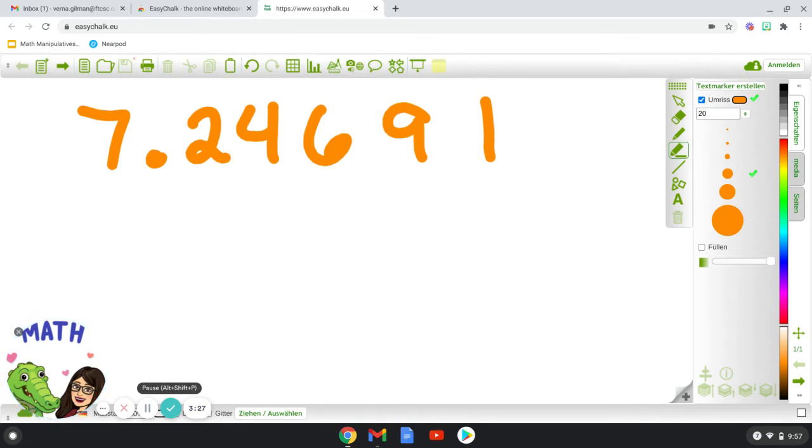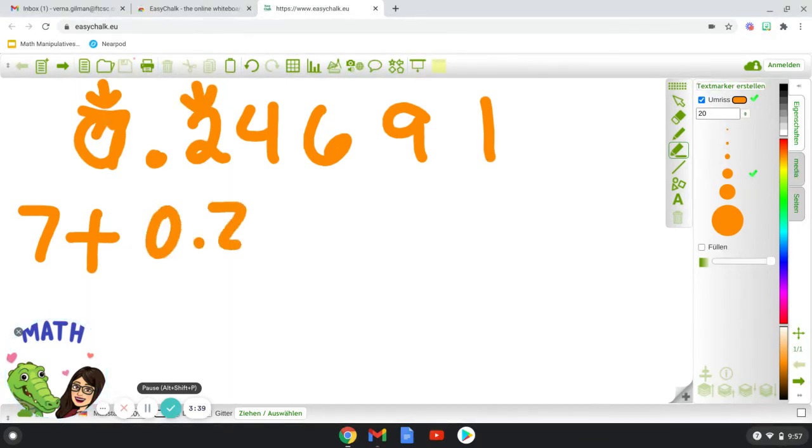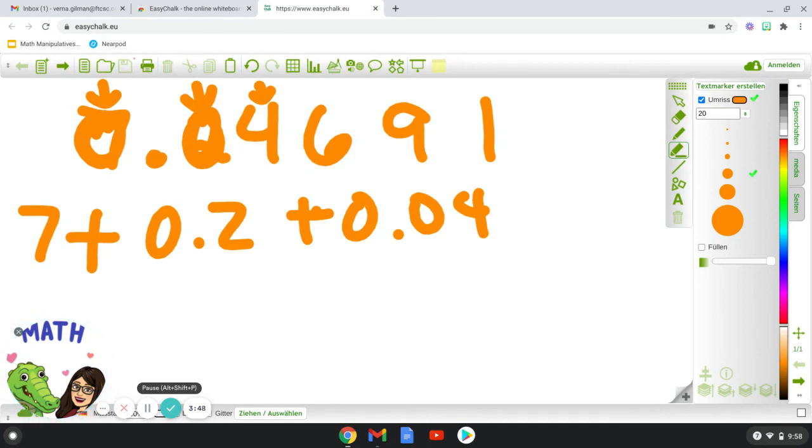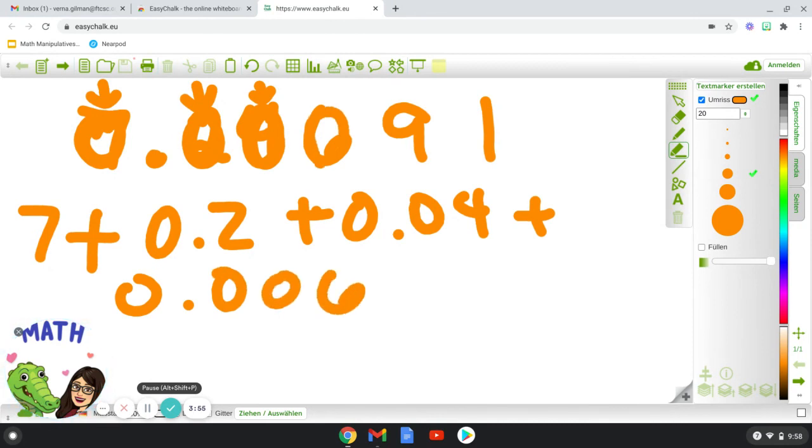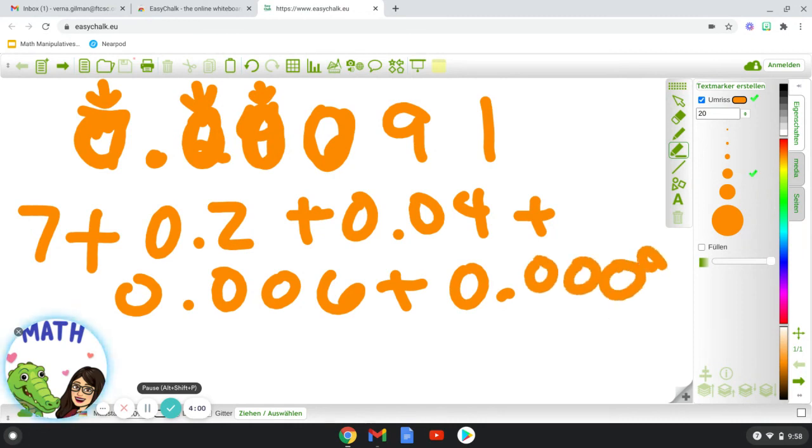Did you pause? Let's see if you are right. Starting with this column, it is worth 7. Make that into a 0. 0.2. Make it into a 0. 0.04, 0.006, 0.0009.